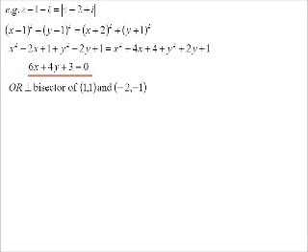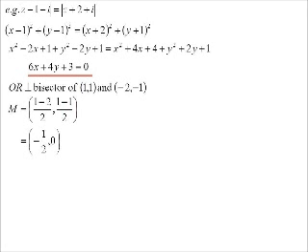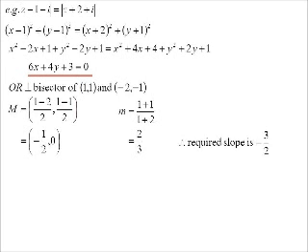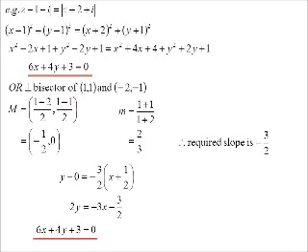Now the points would be 1, 1 on the left-hand side, negative 2, negative 1 on the right-hand side. Perpendicular bisector, so I need the midpoint. Turns out to be minus a half, 0. I need the slope. Well, the slope joining our 2 points is 2/3. So the one I want is negative 3 on 2. I've got a point, I've got a slope. Put it into the point slope formula, and we come up with the same equation.